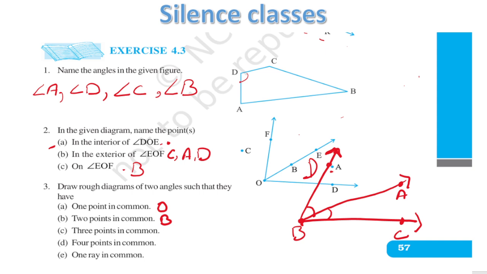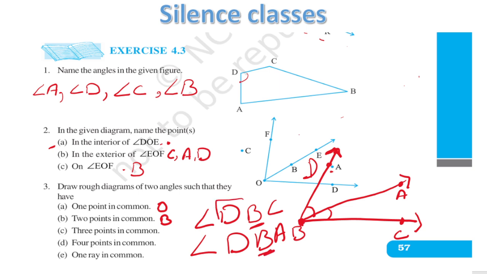But you can check it out: angle DBC and angle DBA. Write it like this. Now check whether two points are common or not. I have not written it directly because you would not understand then. Now check it out, point B is common, and point D is also common. So we can write it down, points B and D are common.